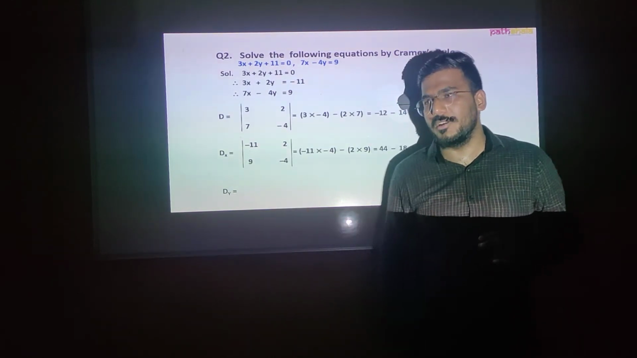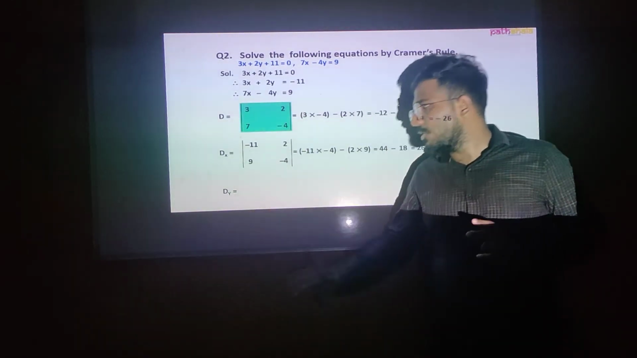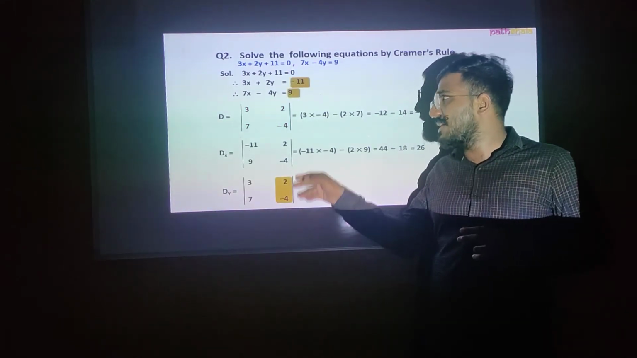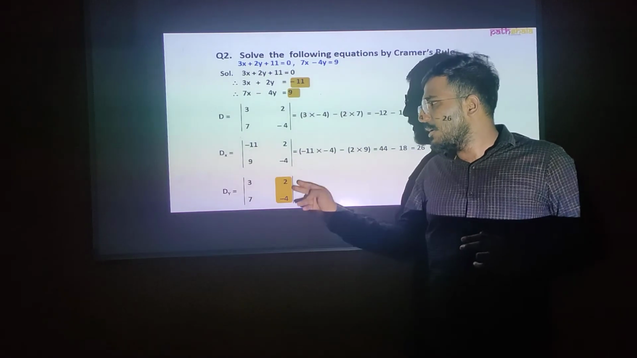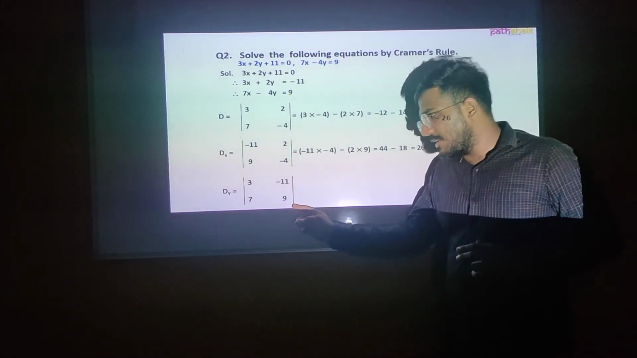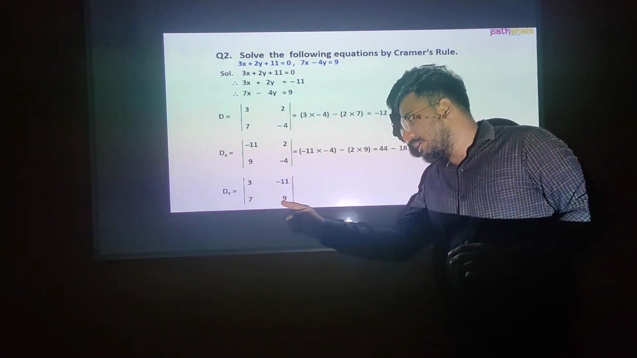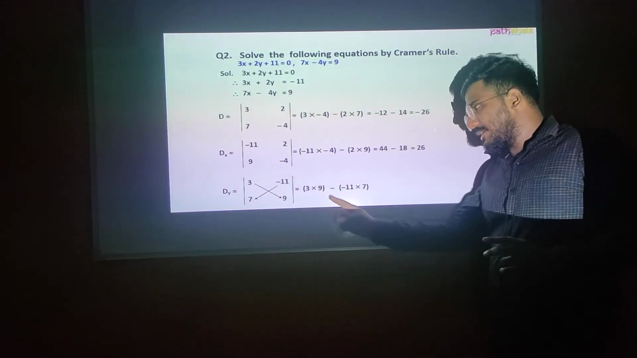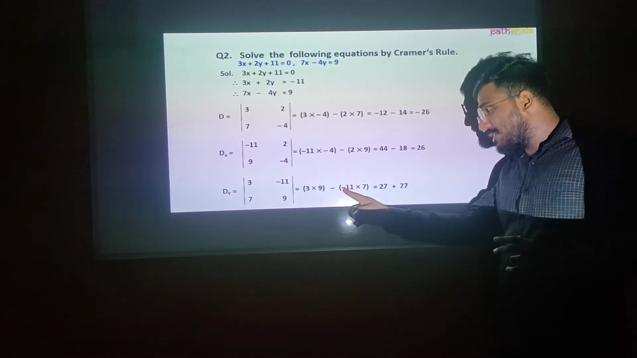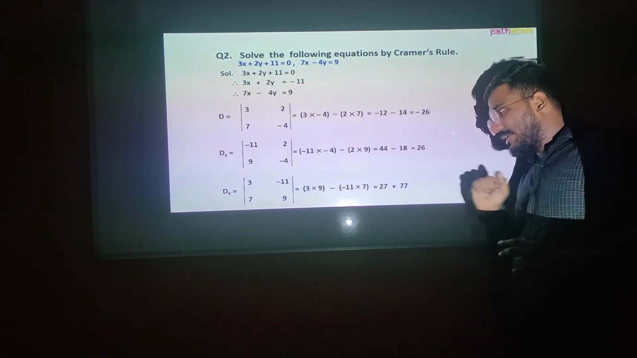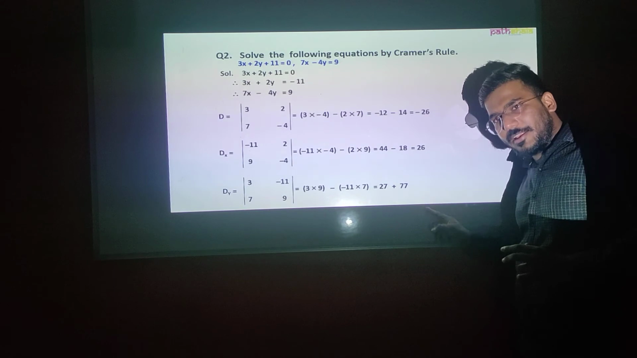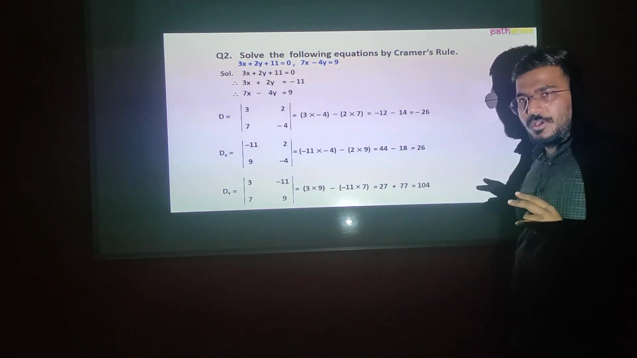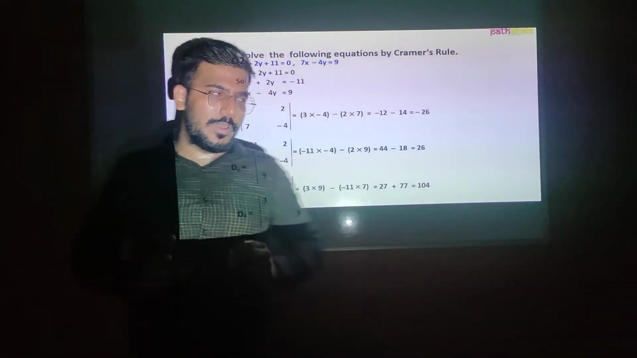Next determinant is Dy. Come on, your turn. Copy paste D and here the coefficient of y will be replaced by what? The constants, -11 and 9. So here we get -11 and 9. Let's solve this: 3 multiplied by 9 minus 11 multiplied by 7. 3 9s are 27, minus minus plus 11 7s are 77. If I add 7 plus 7, 14, 1 carry, 1 plus 2 is 3, 3 plus 7 is 10, so 104. So the values of D, Dx and Dy have come.